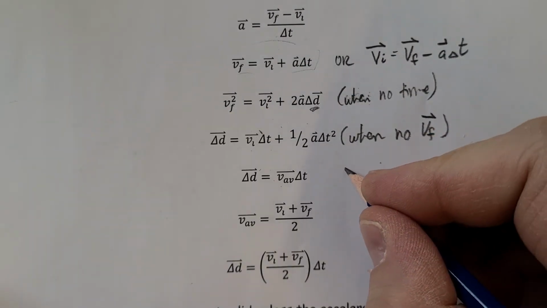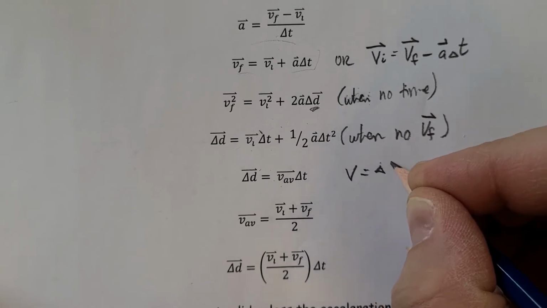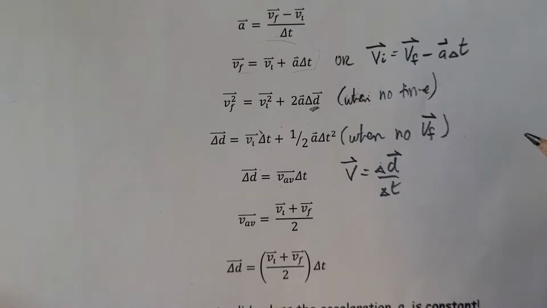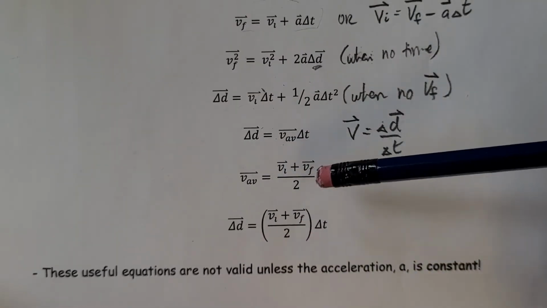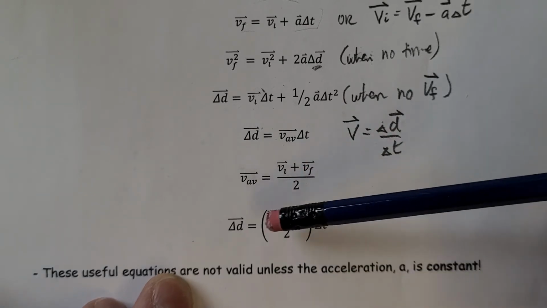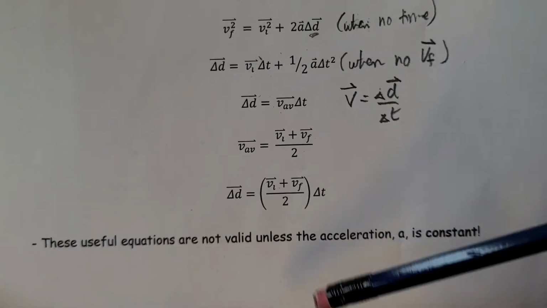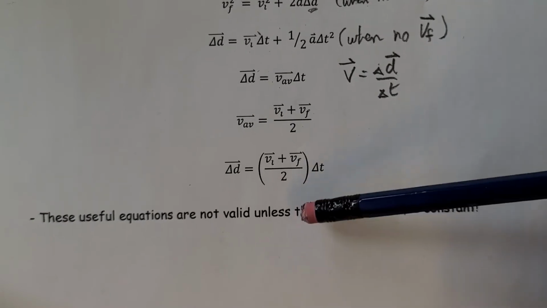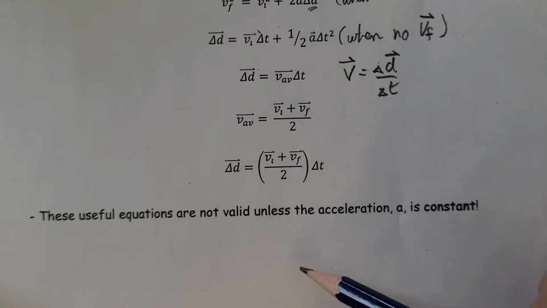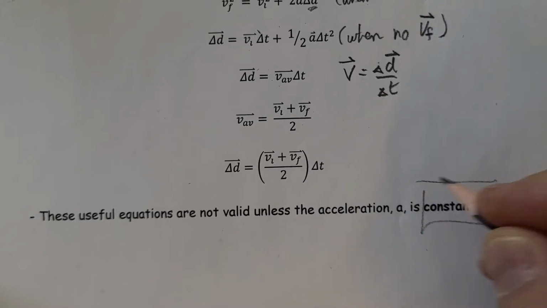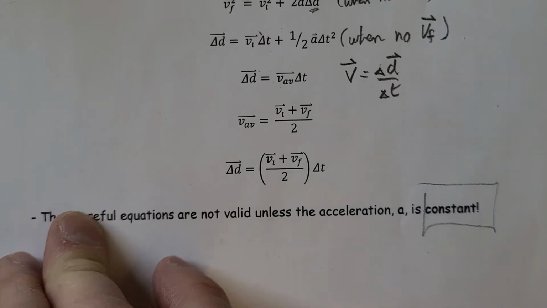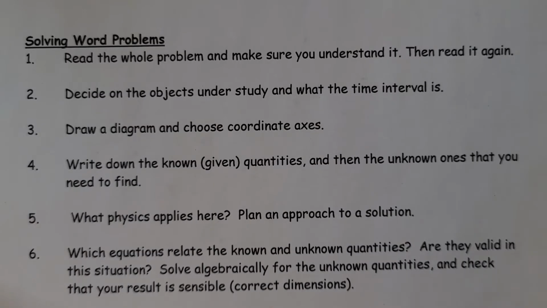This is one we looked at already. It's basically velocity equals displacement over time. Sometimes it's referred to as average velocity. Another way we can figure out average velocity is if I add my V initial and V final divided by 2. And then lastly, D is equal to VI plus VF over 2 multiplied by T. All right, so these equations are not valid unless my A value is a constant number. So we're either accelerating or decelerating by a constant amount.